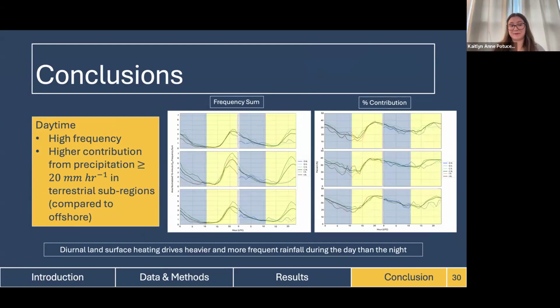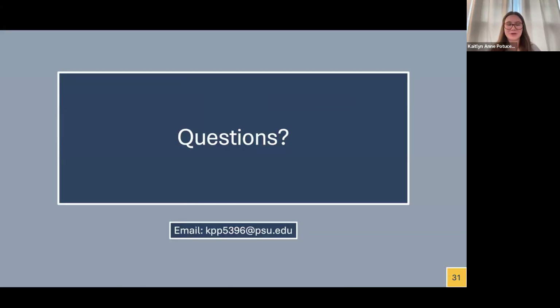We also see, as I just mentioned, we do have a dependency on this daytime period for generating heavier rainfall, where we have a higher frequency of heavy rainfall in this period, as well as a higher contribution from precipitation greater than or equal to 20 millimeters an hour in our terrestrial subregions, so the inland and coastal domains, as compared to our offshore region. This tells us directly that diurnal surface heating is something that really drives heavier and more frequent rainfall during the day than in the overnight period. So I'm a little bit quick on that. However, I am happy to entertain any questions.